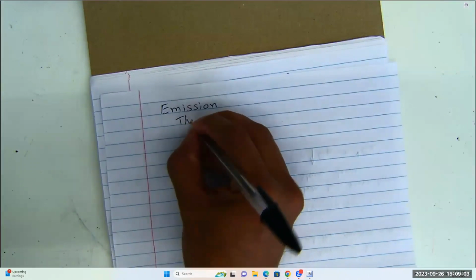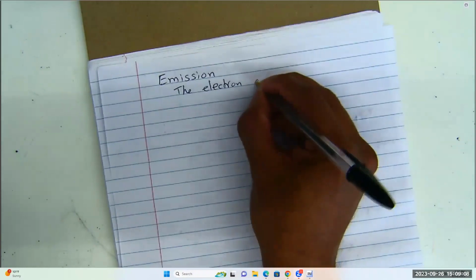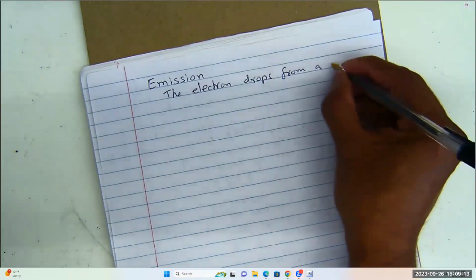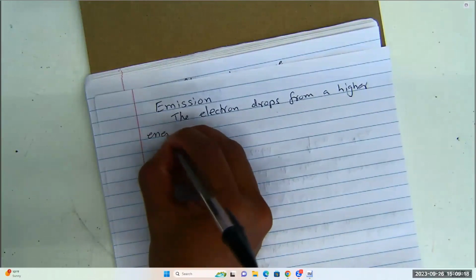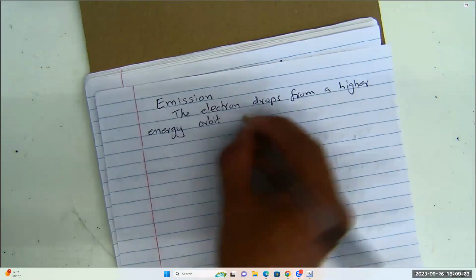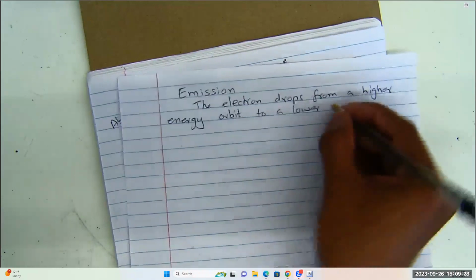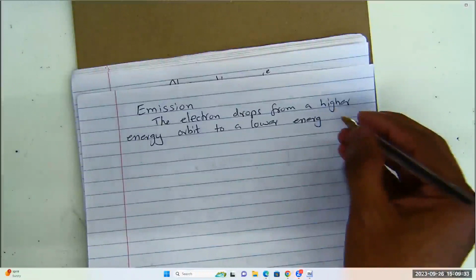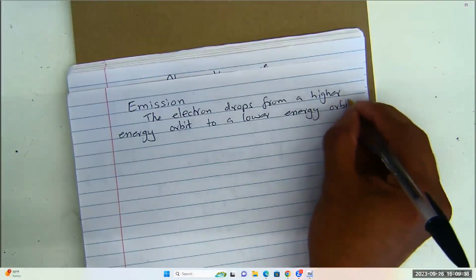The electron drops from a higher energy orbit to a lower energy orbit. I could have omitted writing orbit twice. Anyway, to a lower energy orbit.